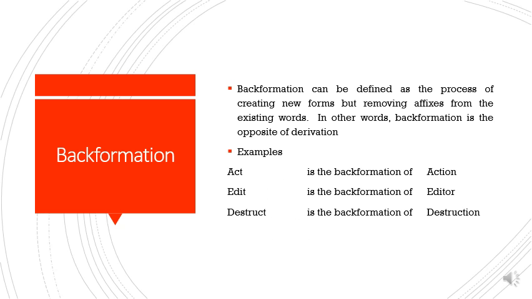The next type of word formation is back formation, and it is a process of creating new words or new forms of words by removing the affixes from the existing word. So here in back formation we will be removing the affixes. To be simple, it is the opposite of derivation. It is the opposite of prefix and suffix. In prefix and suffix we will be adding letters before a word or after a word, but in back formation it is the reverse of affixation.